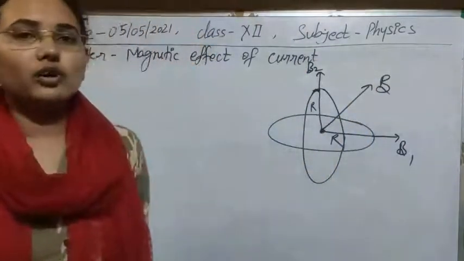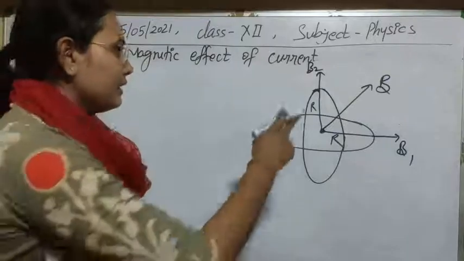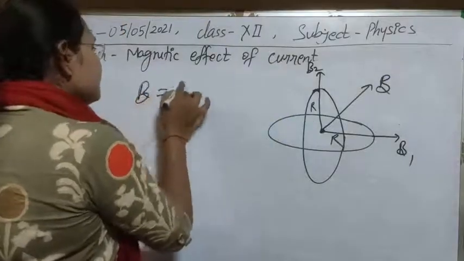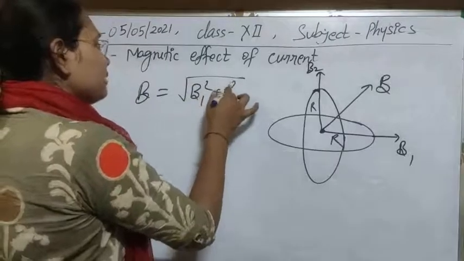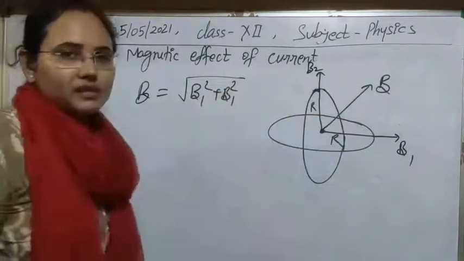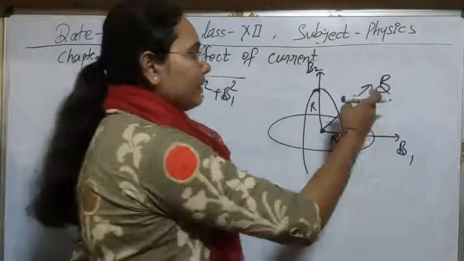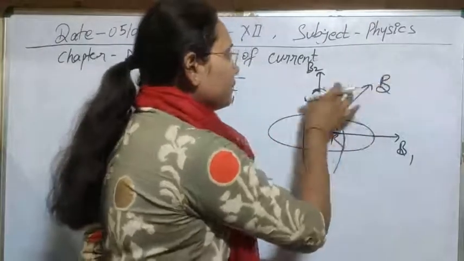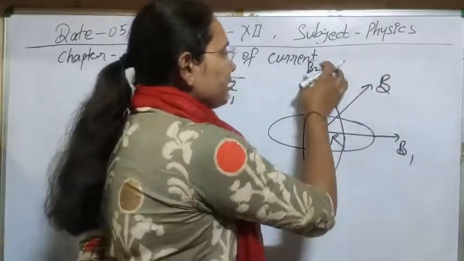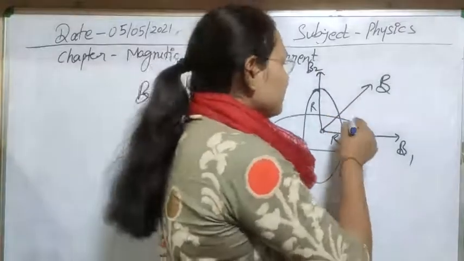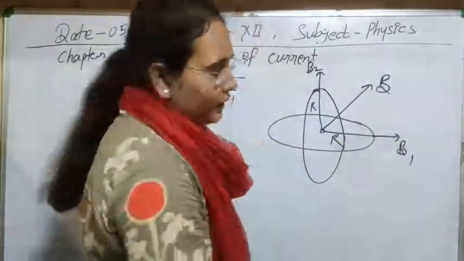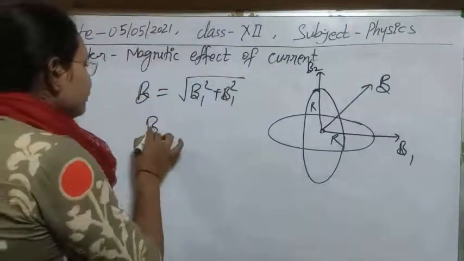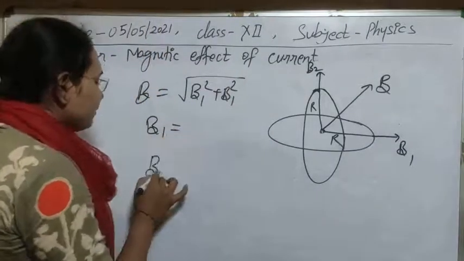Then we have to find the value of the resultant. The value of the resultant is easily given by root of B1 square plus B2 square. Clear? I think you know already how we can find the resultant B if we have two components B1 and B2 in this order, suppose theta is the angle it is making. So here we have to do only one thing: calculate the values of B1 and B2.